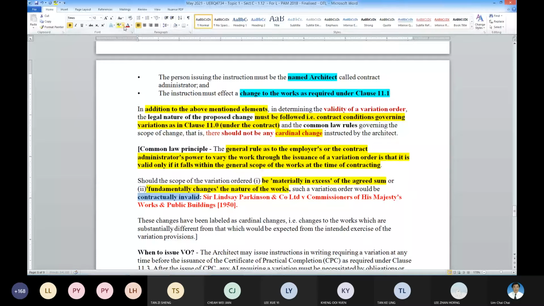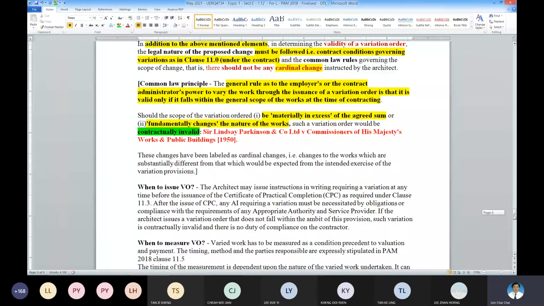Clear? So this is an important concept for you to take back. Cardinal change means you change to something so different, and it is contractually invalid.